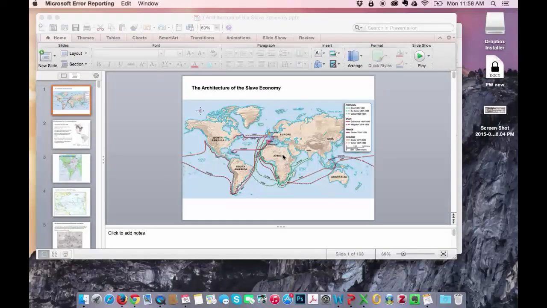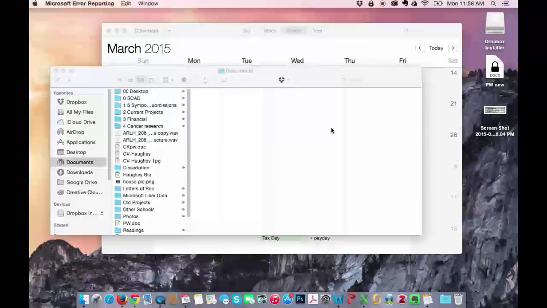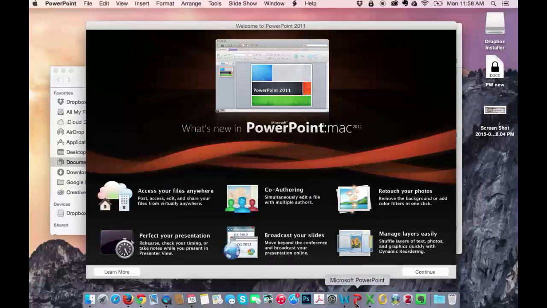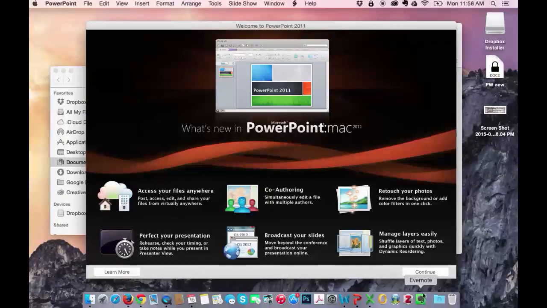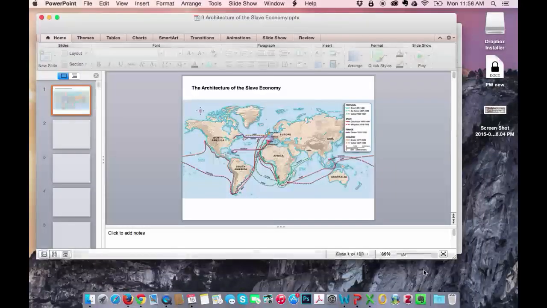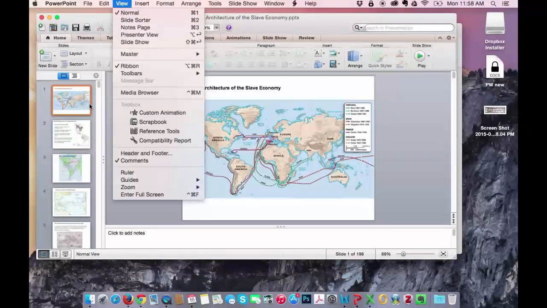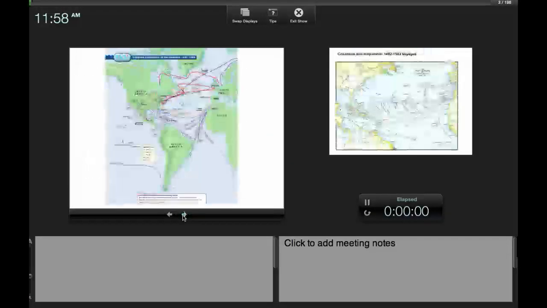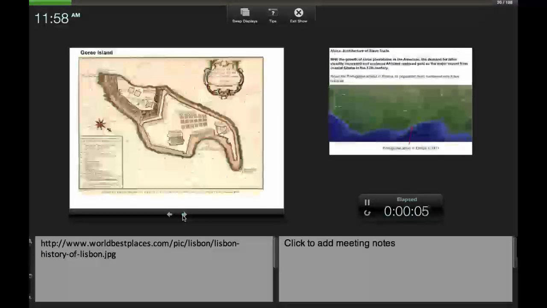Uh-oh. What just happened? Oh, it crashed again. Bummer. PowerPoint's crashed. This is a brand new computer, and it's pissing me off. Like, literally 4 years old. Continue. I can work on that. Nope, I got it. I'm back. There we are. Let's zoom in. Whatever. You gotta go with it.